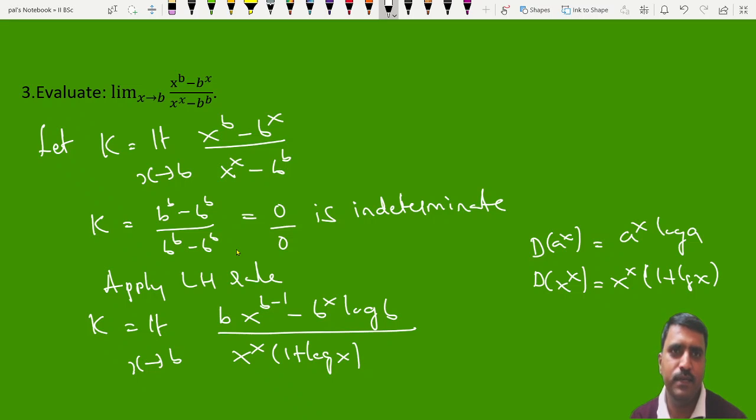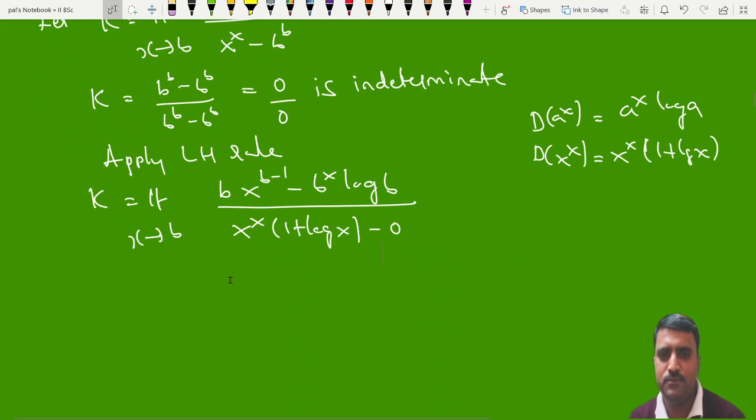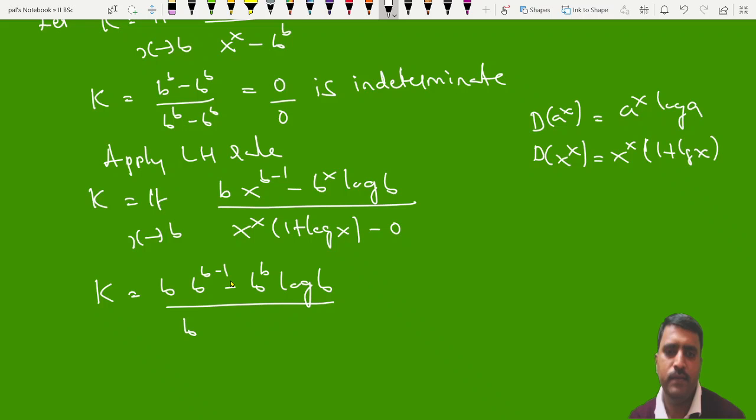Minus b to the power of b: both are constants, so its differentiation is 0. To this one you apply the limits. So now k is equal to b into b to the power b minus 1 minus b to the power b into log b, divided by b to the power b into 1 plus log b. Isn't it? So then calculate its value.